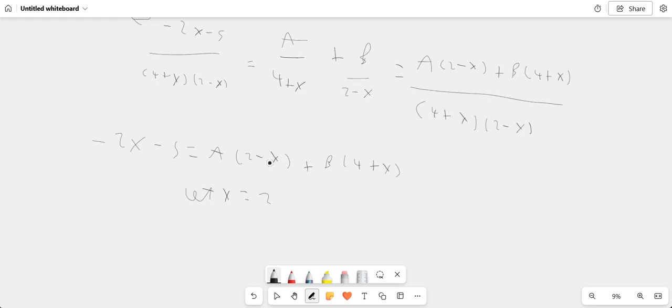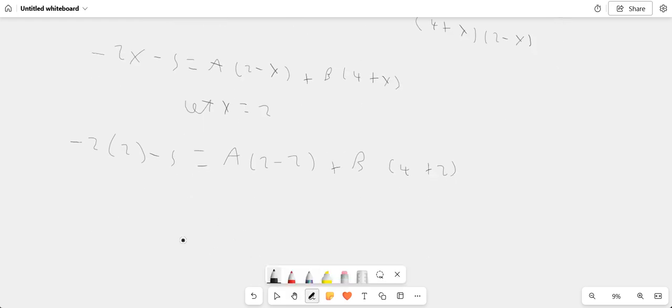You want to think what's going to make that 0. So if I put 2 in there, 2 minus 2 is 0, yeah? So therefore we've got minus 2 on the left hand side times 2 minus 5 is equal to a open bracket 2 minus 2, which is going to be 0, plus b open bracket 4 plus 2, yeah? Alright, cool. Left hand side becomes minus 9.